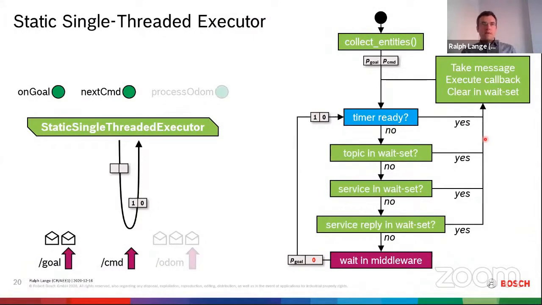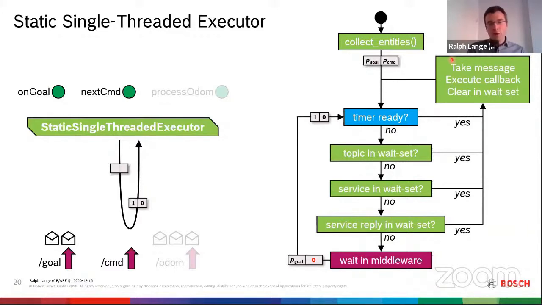The first addition from the last year that I want to present to you is the static single-threaded executor, which has been developed by Nobleo, who gave a talk already yesterday. And that's the static single-threaded executor. The main difference is that this collect entities function is not called every time before waiting in the middleware, but only at the initialization, so the first time when you add your node to the executor. This has the big advantage that the searching for all the timers and elements in your node is not repeated over and over again when the structure of the node has not changed at all.